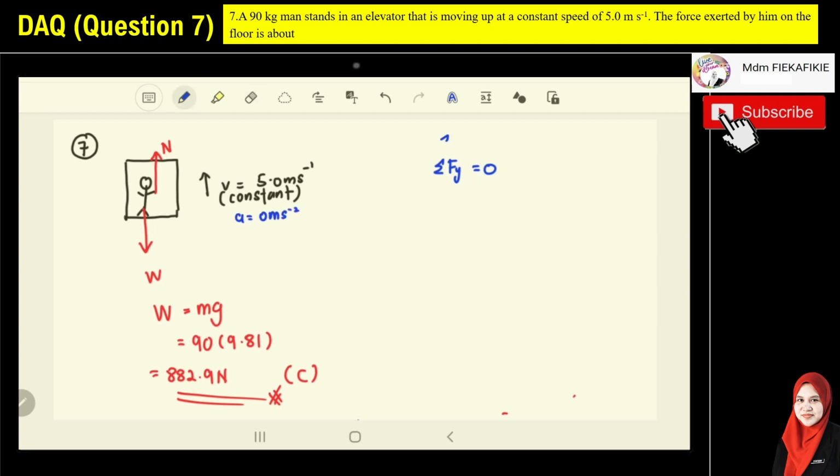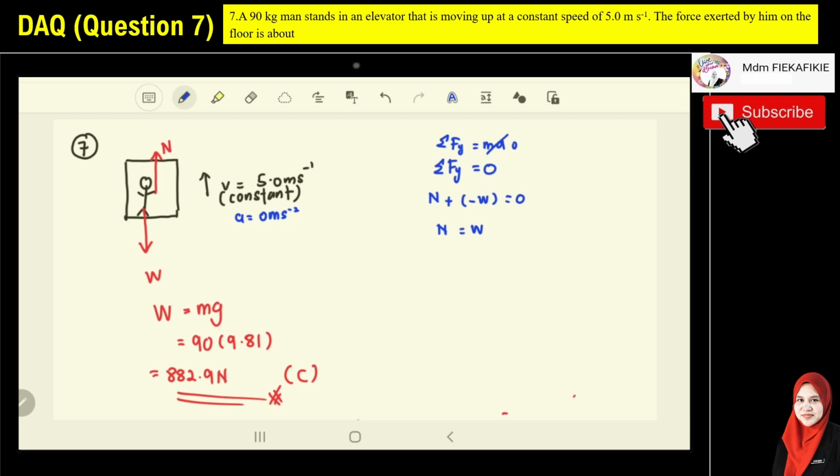So initially we have total Fy is equal to ma. Since a is equal to 0, total Fy is equal to 0. So in the y component, we have normal plus negative W is equal to 0. Alright, so now we can write N is equal to W.